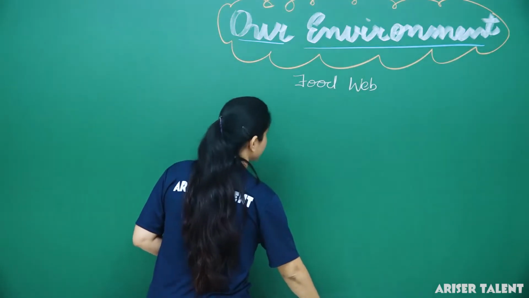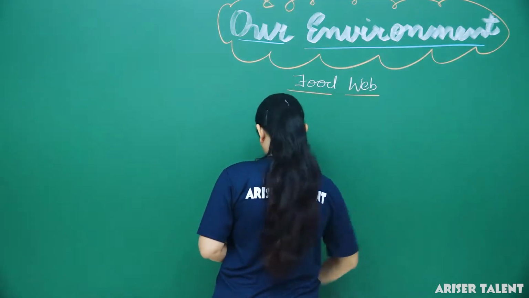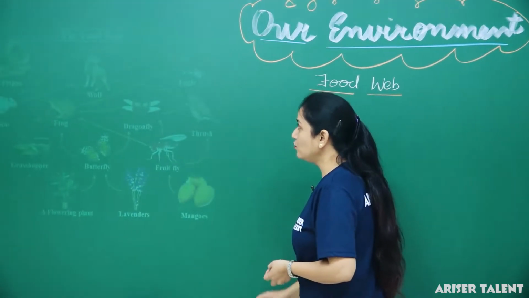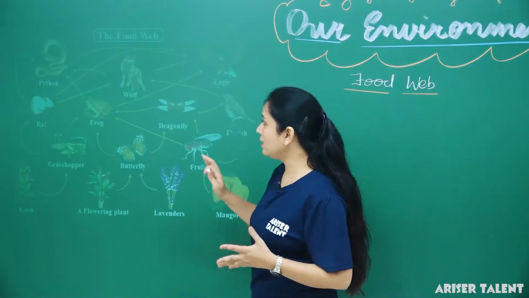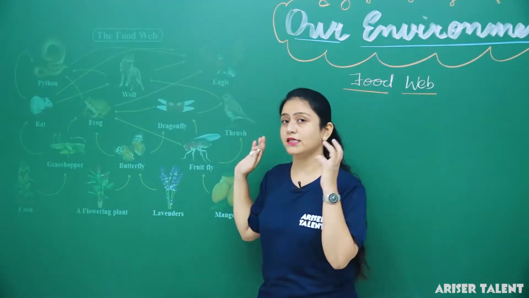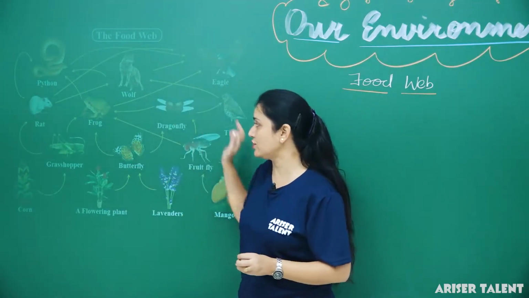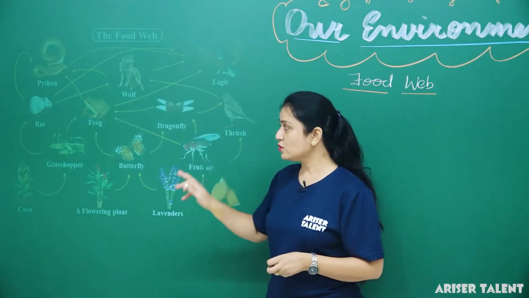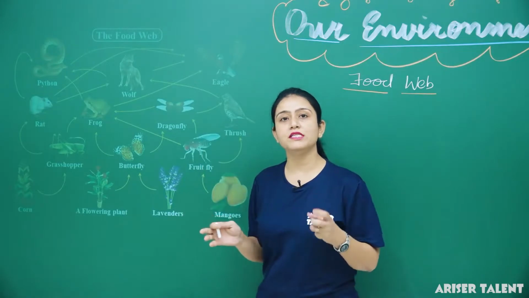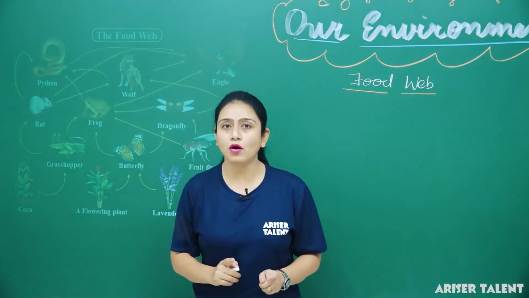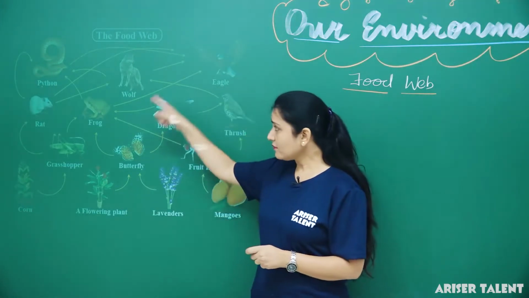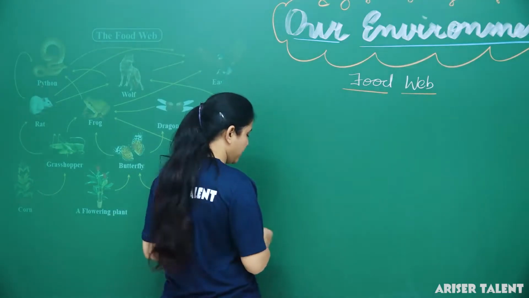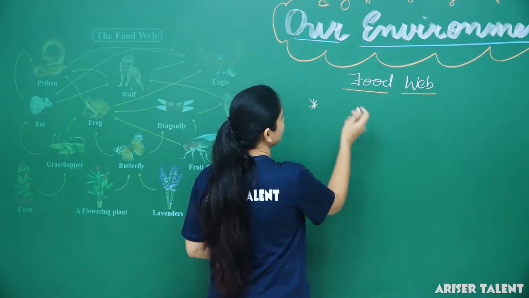Okay, now what is this food web? Here you can see in the picture what is a food web. Here you can see the network of different food chains which are existing in the ecosystem. Okay, so this is known as food web, means food web is the network of different food chains which are existing in the ecosystem. Okay, so here we can mention what is the food web.